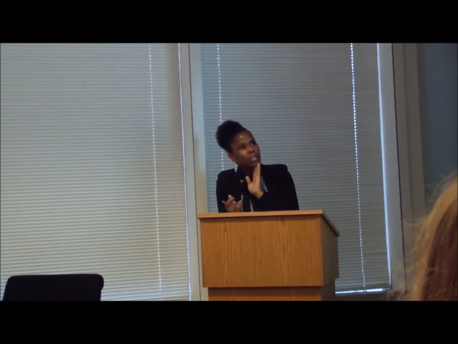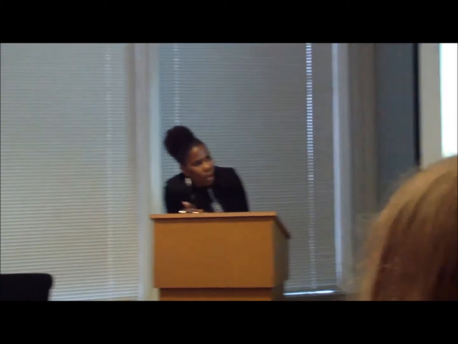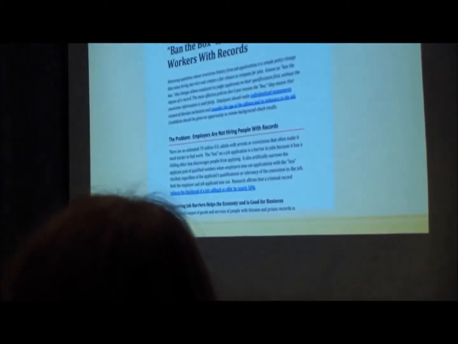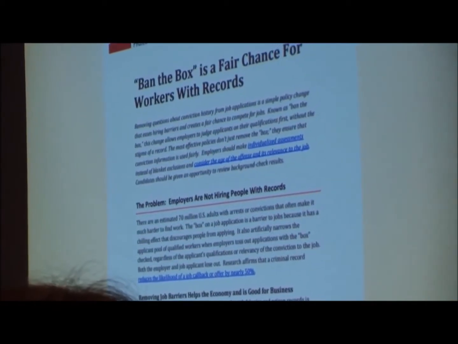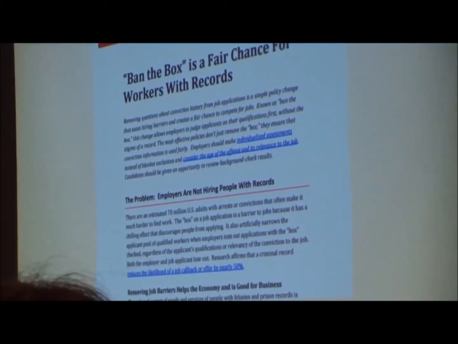So here is a sample one-pager. I think this is from a different law. This isn't from the DC specific, but it's just a fact sheet that goes over why it's important. They have their logo at the top. I'm sure at the bottom there's their contact information. It's just a quick takeaway that legislators and staffers can use to become informed about the bill.